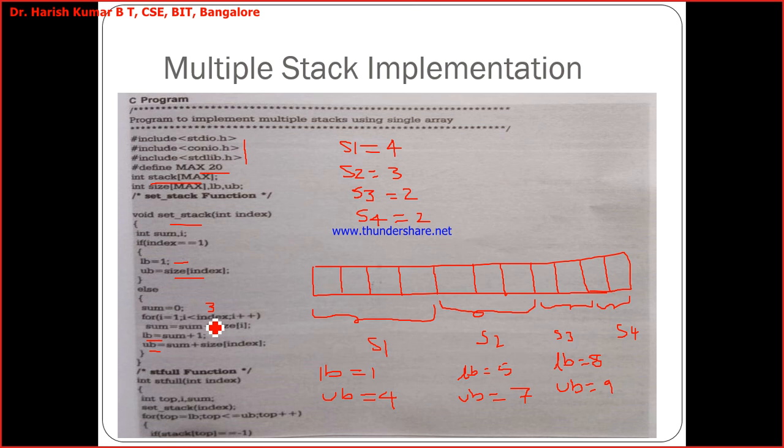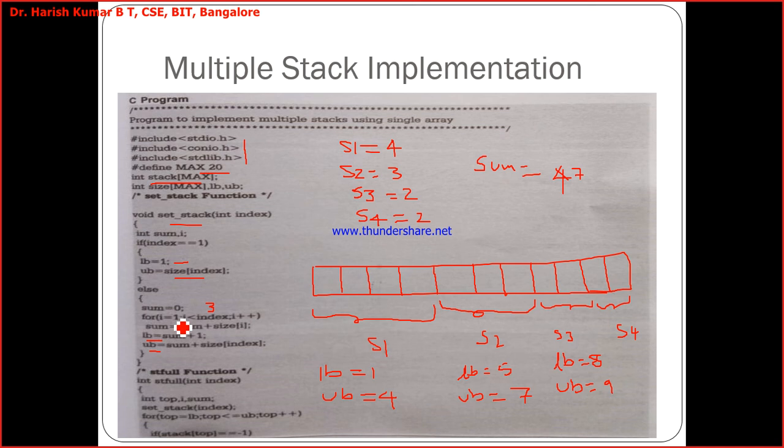So size of first stack is 4. So new sum becomes how much? 4 now. Initially this sum was 0, 0 plus 4, so new sum becomes 4. Now again go back. I value is 2. Okay. Now 2 is less than 3. Now size of 2. What is size of 2? Size of second stack is 3. So this sum is 4, 4 plus 3. And new sum becomes how much now? 7. Okay. 7.